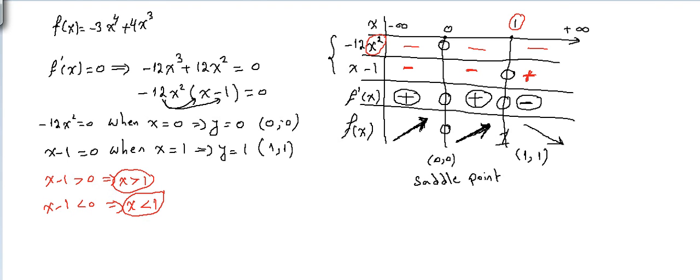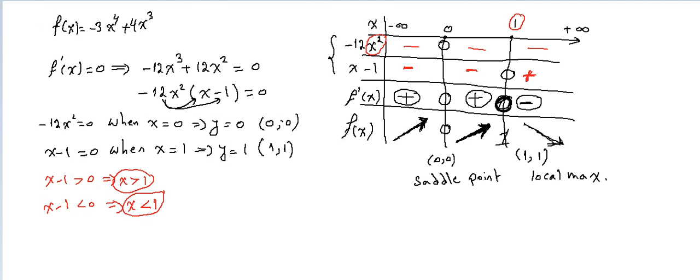F prime of x at this point 1, 1 changes its sign. It's not like the saddle point, positive, positive. It was positive below 1, now it's negative. So it was increasing, now it goes decreasing. This means we call it here a local maximum point. And that's it for this example.